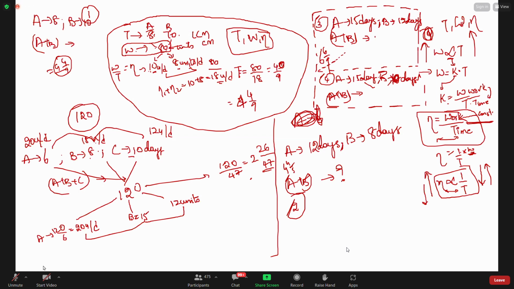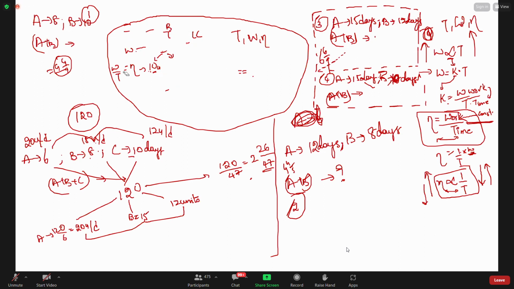Now, everyone, eyes on screen. I'm just erasing this part because I need this space for my conclusion. I'm going to draw a conclusion which includes problems 1, 2, 3, 4.